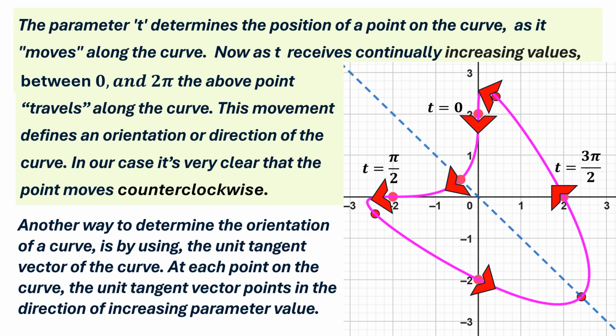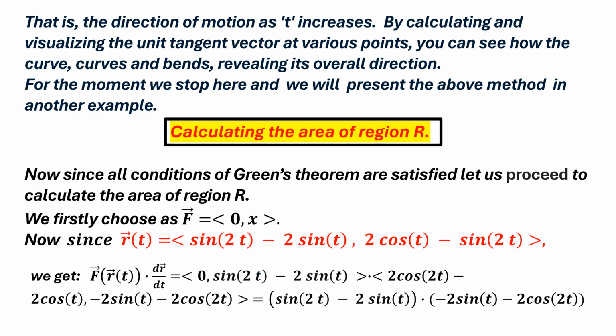Another way to determine the orientation of a curve is by using the unit tangent vector of the curve. At each point on the curve, the unit tangent vector points in the direction of increasing parameter value, that is, the direction of motion as t increases. By calculating and visualizing the unit tangent vector at various points, we can see how the curve bends, revealing its overall direction. For the moment, we stop here and we will present the above method in another example.